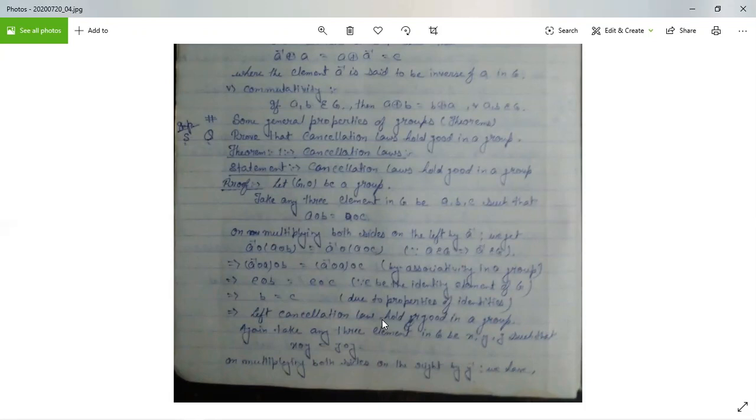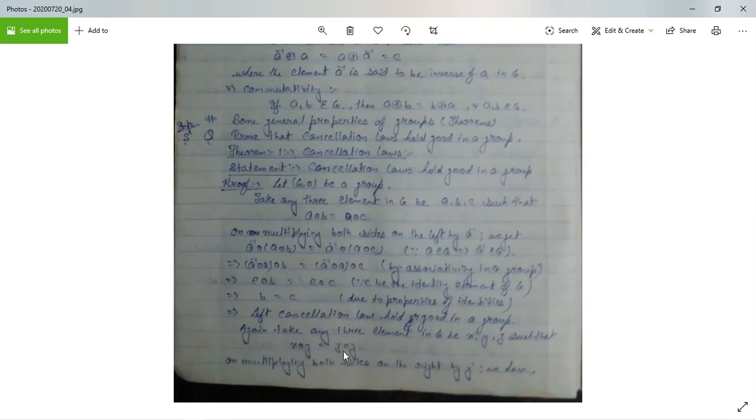If anyone isn't able to do that, then that's why I will prove this part of the theorem. Now again, take any three elements in G, say x, y, and z, such that x o y equals z o y. That means here we take the cancellation law from the right side and cancel y.